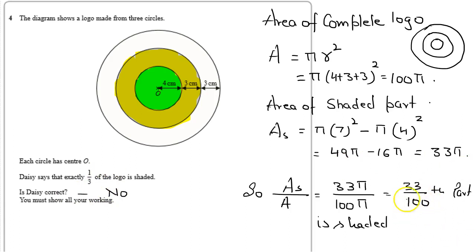Had there been 99 instead of 100, it would have been a perfect 33 times 3, 99, but here it is 100. The complete area is 100 of this logo. So the answer is Daisy is not correct.